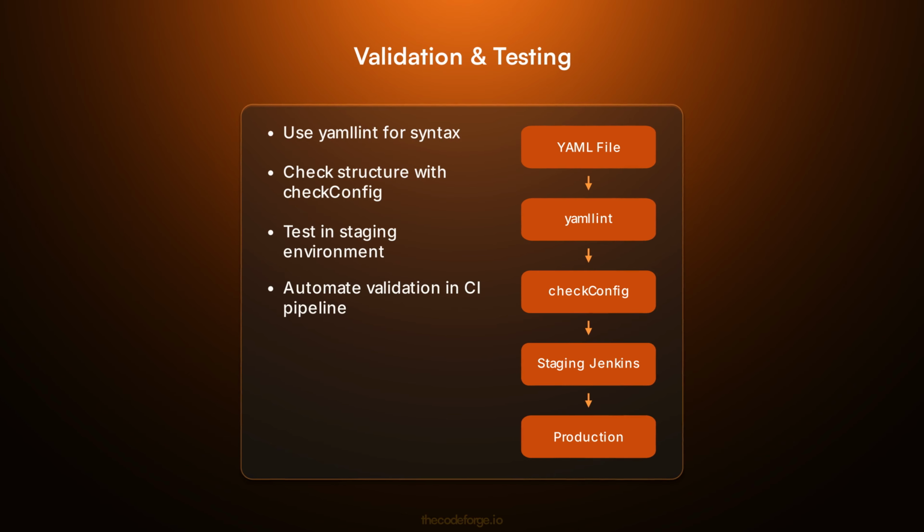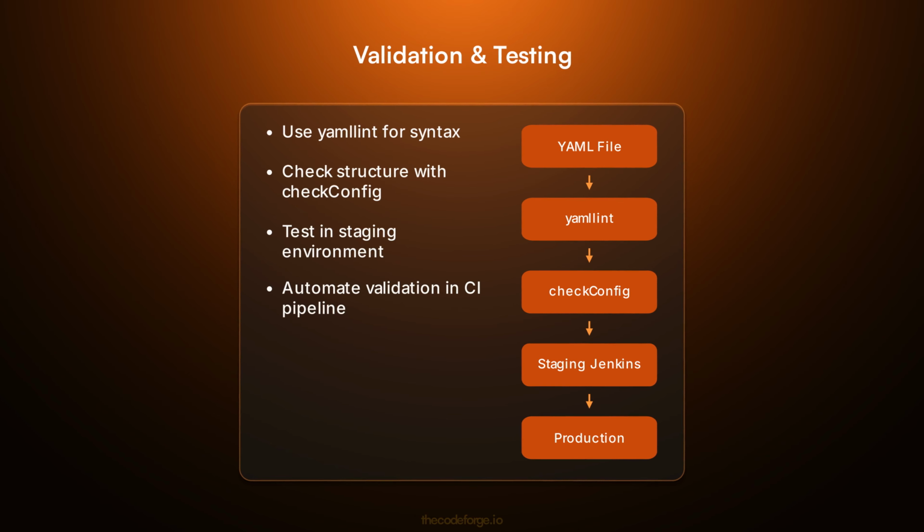Always validate your YAML before applying to production. Use YAMLlint for syntax and the /configuration-as-code/checkNewSource endpoint for structure. Test changes in a staging environment first.